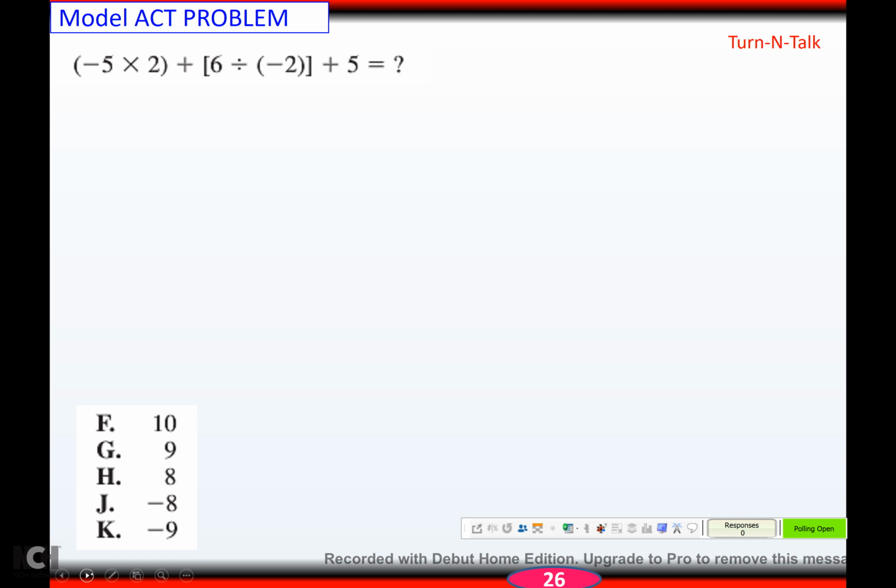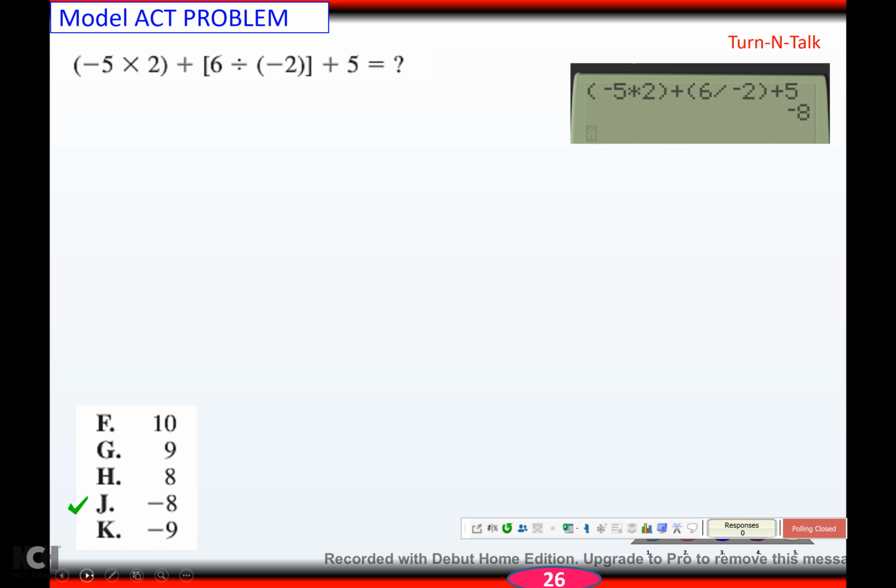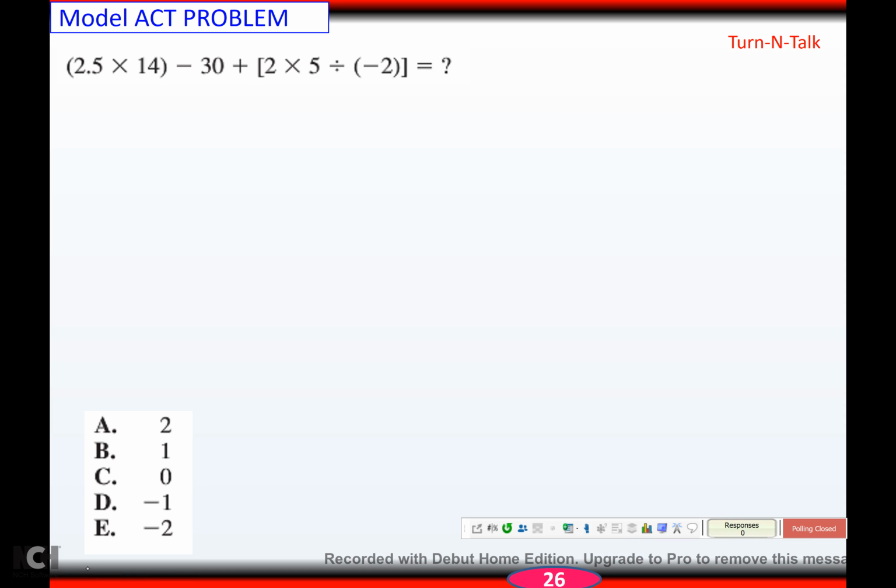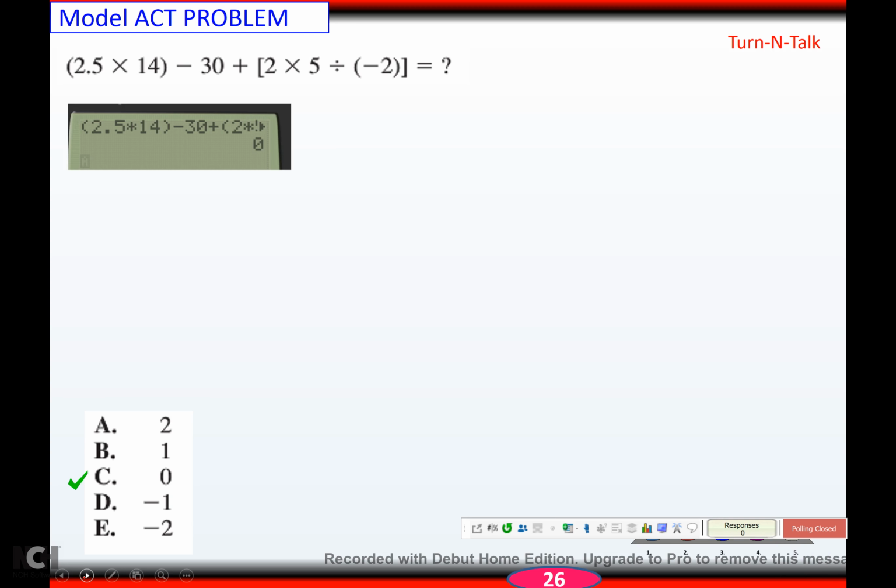Try this one. Hit pause. Come back when you're ready. Hopefully you got -8. I just typed it all in and got -8. I put parentheses everywhere, except I didn't put parentheses right there. Try this one, hit pause, come back when you're ready. Hopefully you got 0. Just be very careful when you type.